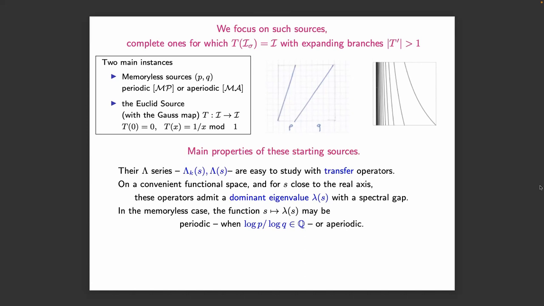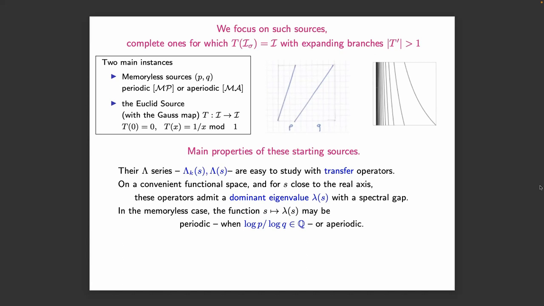So what are the main properties of these starting sources? The main advantage for a dynamical source is that their lambda series are easy to study via the transfer operator. These lambda series are generated themselves by the transfer operator. On a convenient functional space, and for S close to the real axis, S being a parameter also for the transfer operator, this operator admits a dominant eigenvalue, lambda of S, with a spectral gap. This means that we have a sort of Perron-Frobenius property on this source.